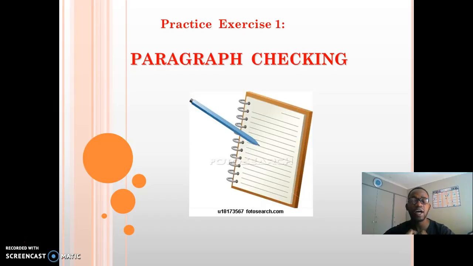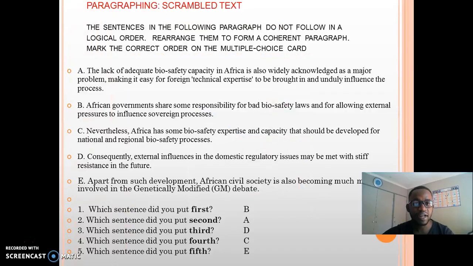So now let's tackle our practice exercise. Paragraphing scrambled text. The sentences in the following paragraph do not follow in a logical order. Rearrange them to form a coherent paragraph. What is a logical order? Read again. The sentences in the following paragraph do not follow in a logical order. Rearrange them to form a coherent paragraph. If we are to rearrange them to form a coherent paragraph, it tells us that the sentences are not in a coherent order. Okay?